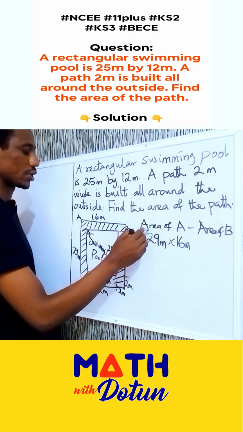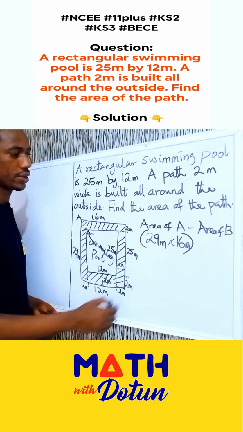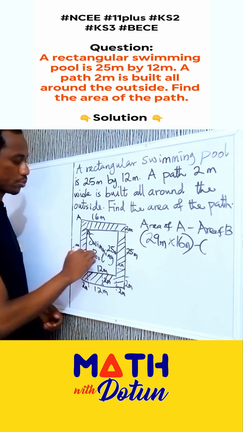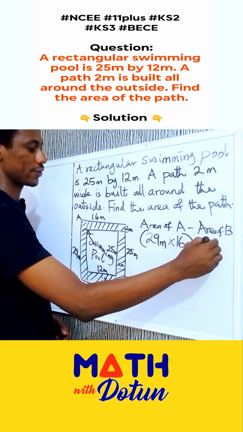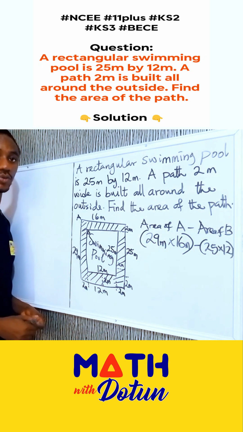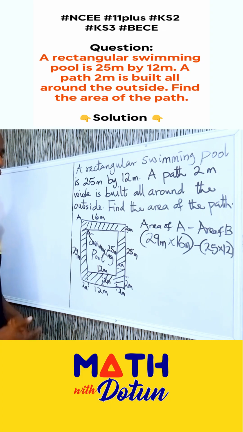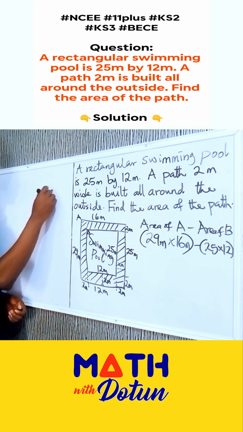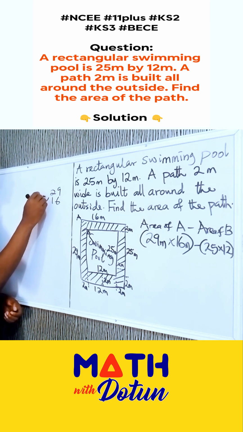So that's for A. And then for B, the swimming pool, we know that it's 25 by 12. To find the area, because it's a rectangle, we'll do length times width. So let's do a multiplication: 29 times 16.